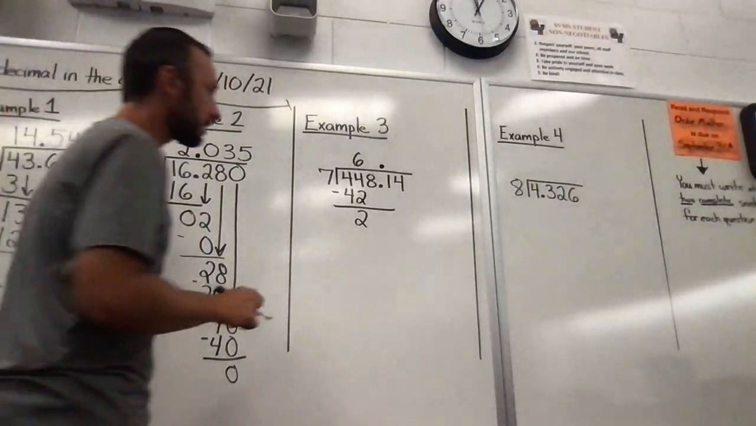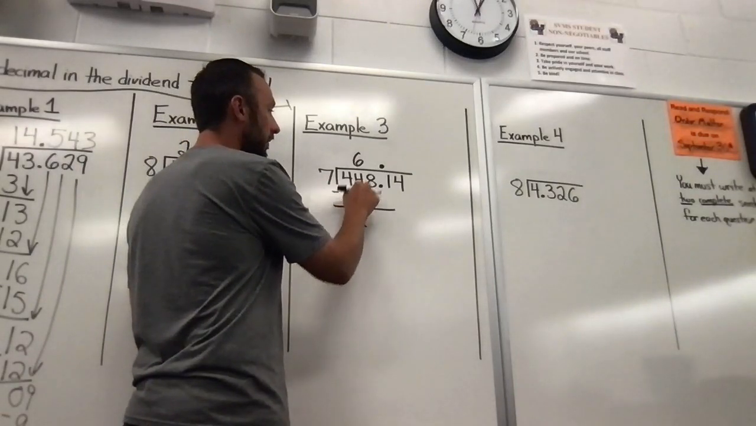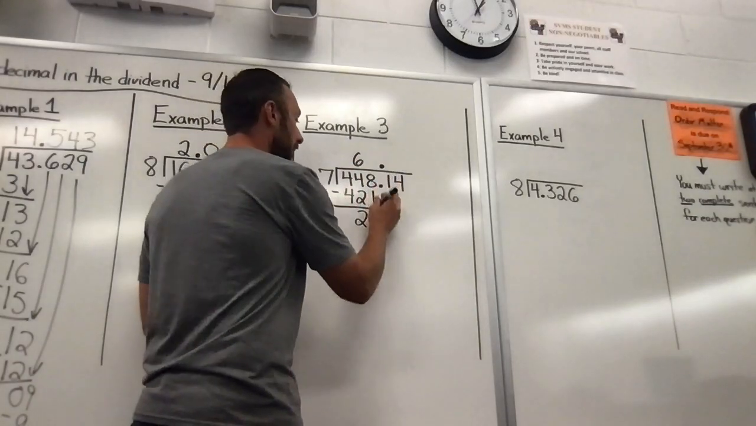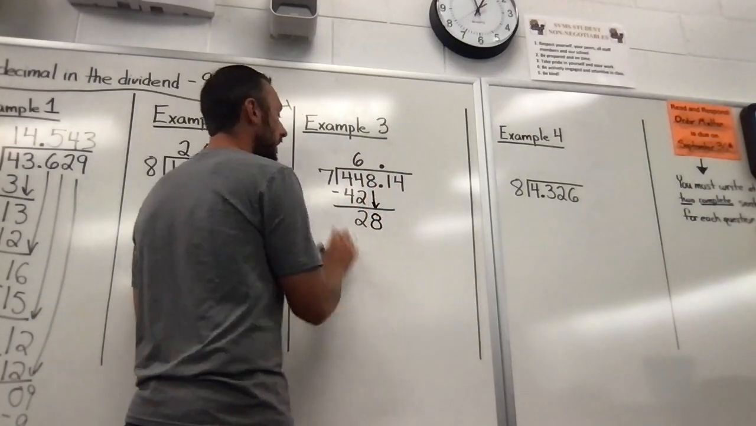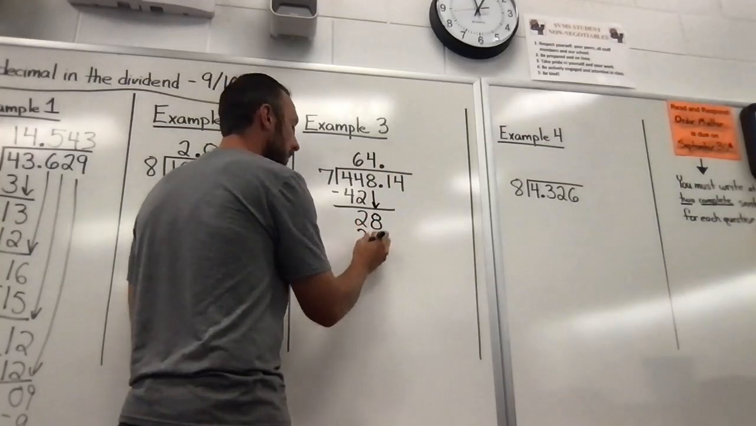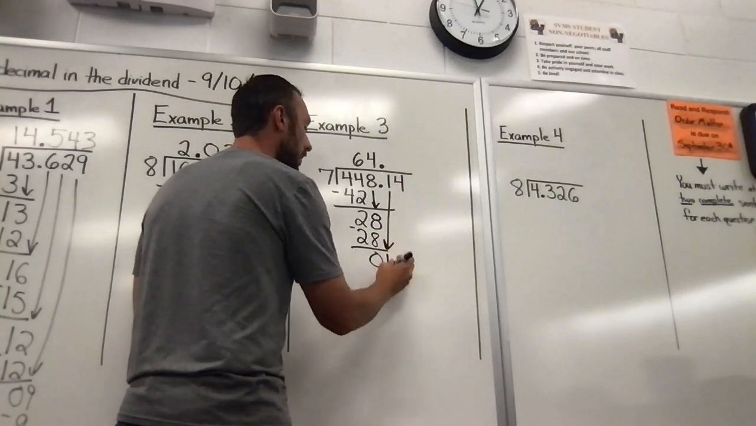Step 1, bring the decimal up. Step 2, divide. So to recap, 7 can't go into 4, so it goes into 44 6 times. 6 times 7 is 42. I subtract that, I get 2. I bring down my 8. 7 goes into 28 4 times. 4 times 7 is 28. I subtract, I get 0. I bring down my 1.